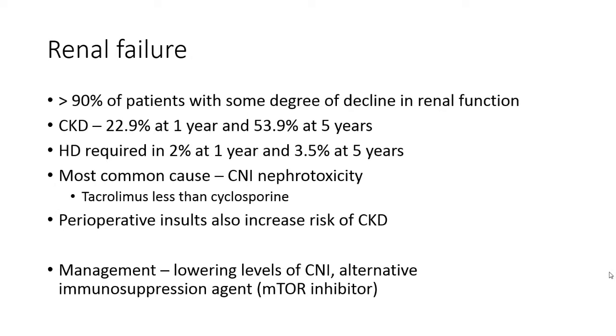So renal failure, I found varying reports, as you saw in the earlier slide from the registry data. It was a little bit lower than this, but greater than 90% of patients have some degree of decline in their renal function. And this is taking all comers post-transplant. But those that actually developed chronic kidney disease, or classified as chronic kidney disease, is about 50% at 5 years, like mentioned prior. And then I already mentioned this too, but dialysis requiring about 2% at 1 year and 3.5% at 5 years.